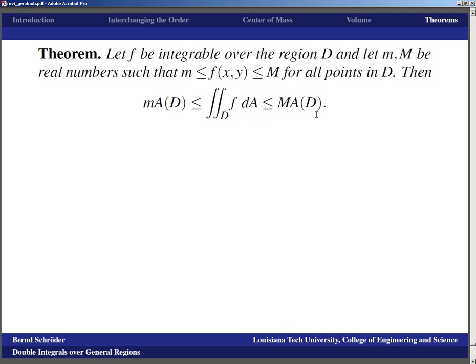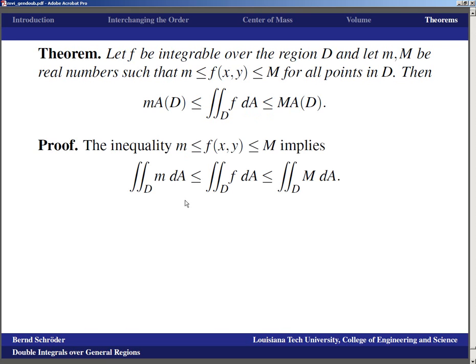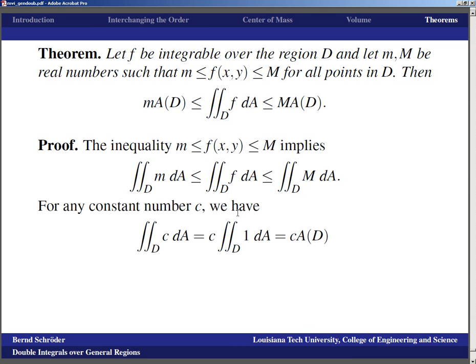Here's where we're going to use that lemma about area, because the inequality m less than or equal to f of xy less than or equal to capital M simply implies that the integral of lowercase m dA is less than or equal to the integral of f, which in turn is less than or equal to the integral of uppercase M dA. Now for any constant number c, the double integral of c is c times the double integral of 1, and the double integral of 1 we have seen is just the area of the domain, so this integral is c times the area of D.